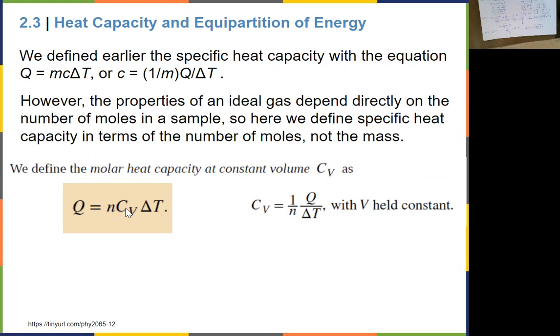So then this C over here is called the molar heat capacity. That's heat capacity per mole instead of heat capacity per kilogram in this case, times the change in temperature. The fact that you have V, which stands for volume, means this is a constant volume process. So then Q is equal to n times C sub V delta T. Now rearrange the terms, you get C_V equal to 1 over n, Q over delta T, if your V is constant.